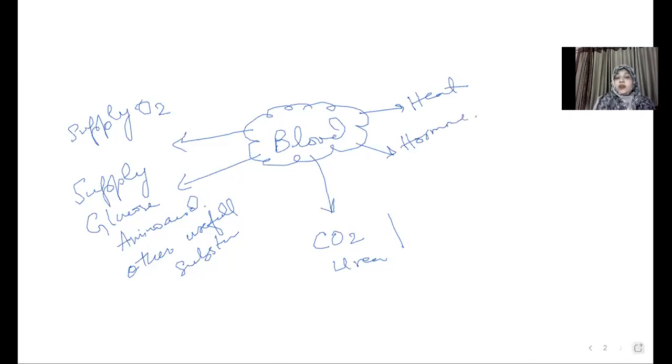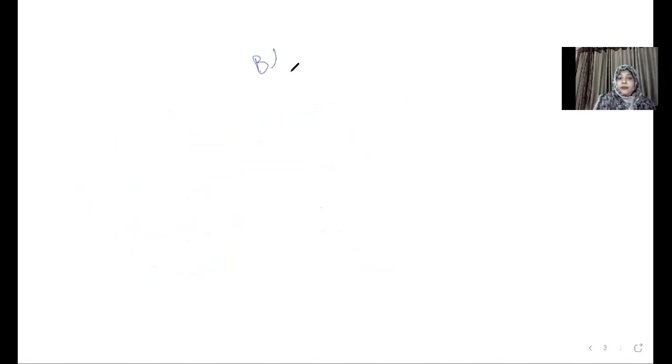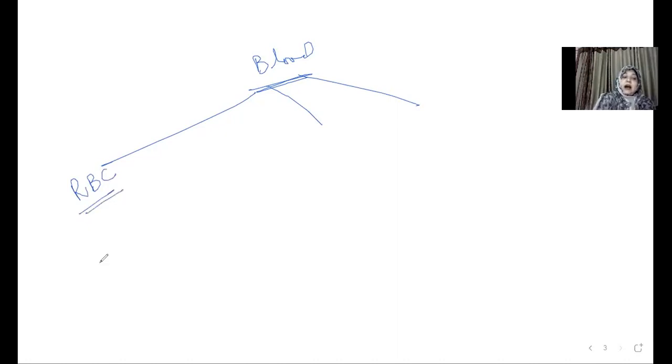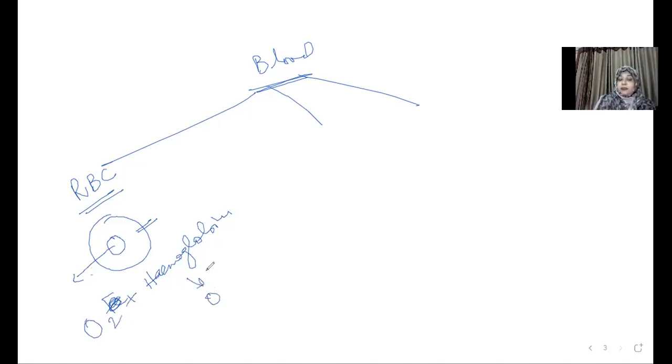In the blood, we have three main components. First is RBC, red blood cells. Red blood cells have a biconcave disc shape. They are thicker at the sides and thinner in the center. They contain an iron molecule known as haemoglobin. RBCs are responsible for providing oxygen. Oxygen combines with haemoglobin forming oxyhaemoglobin inside the RBC.